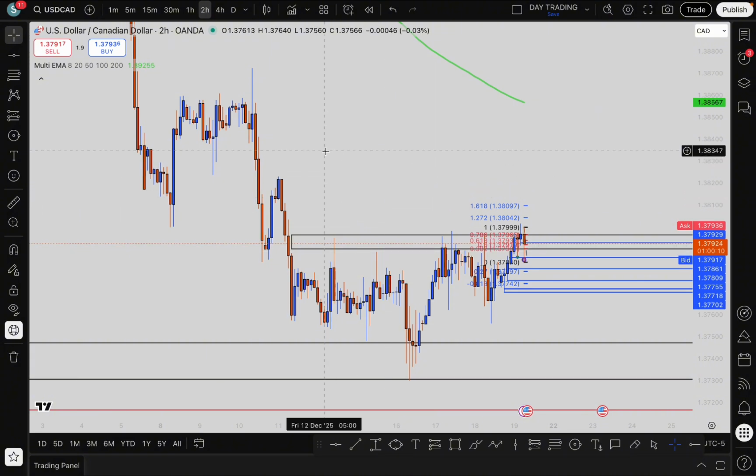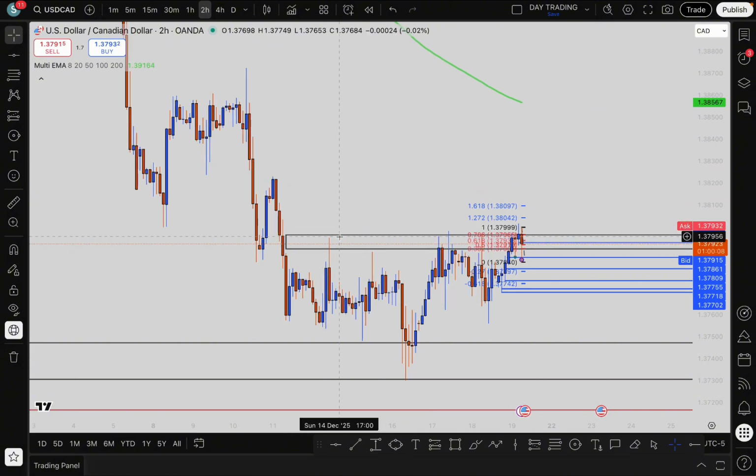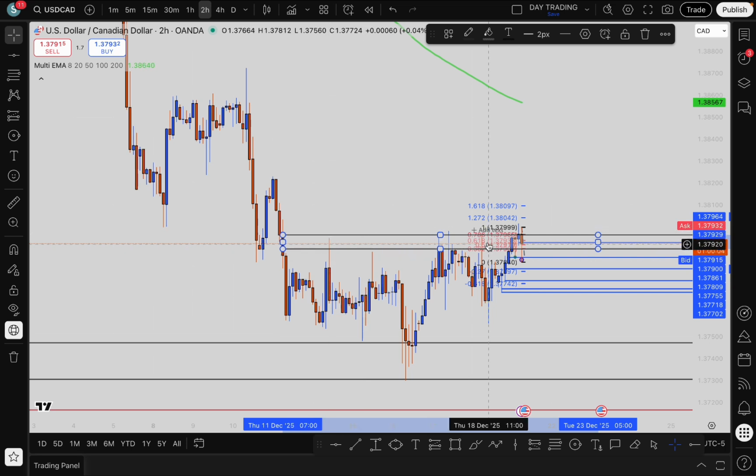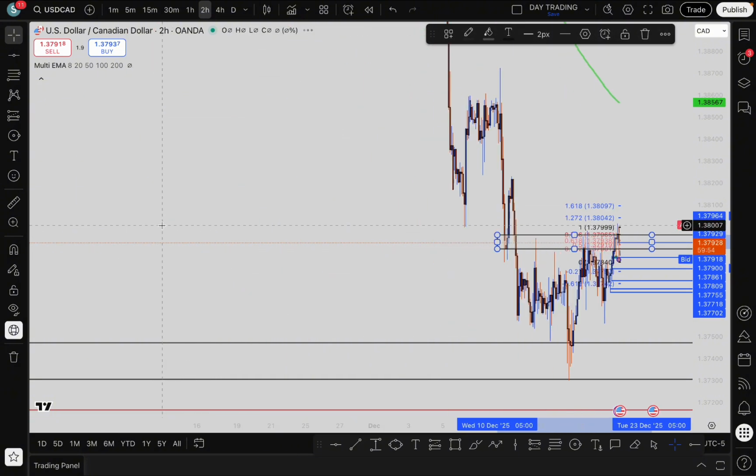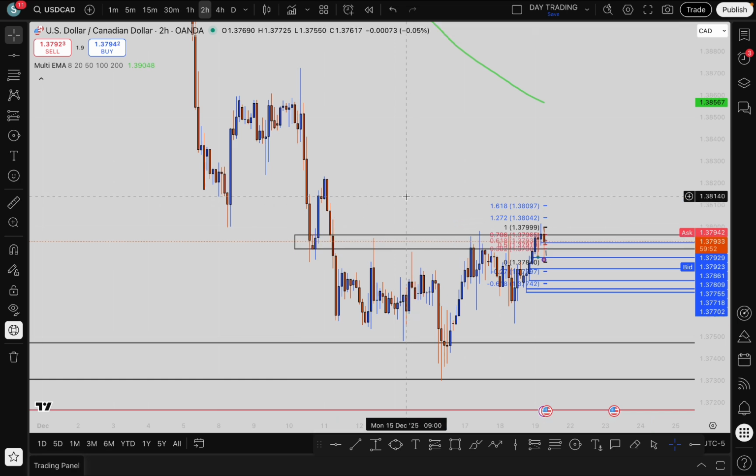So on the 2-hour time frame, what I highlighted here was a resistance zone. We see that price came 1 touch, 2 touch, 3 touch, 4 touch, a couple touches around this area, and then we have it as support right here, support right here. So this is a significant area right now that we're dealing with.